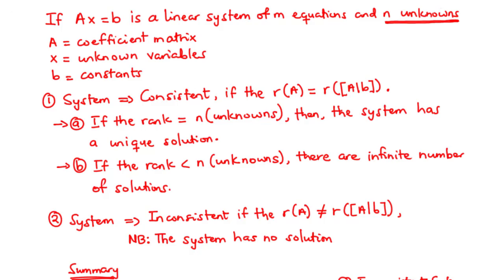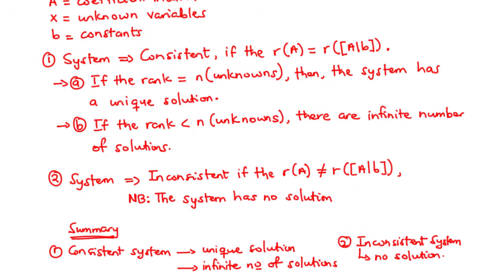On the other hand, the system is said to be inconsistent if the rank of A is not equal to the rank of AB. That is, if the rank of the coefficient matrix is not equal to the rank of the augmented matrix. Now, in such a system, the system is said to have no solution at all.